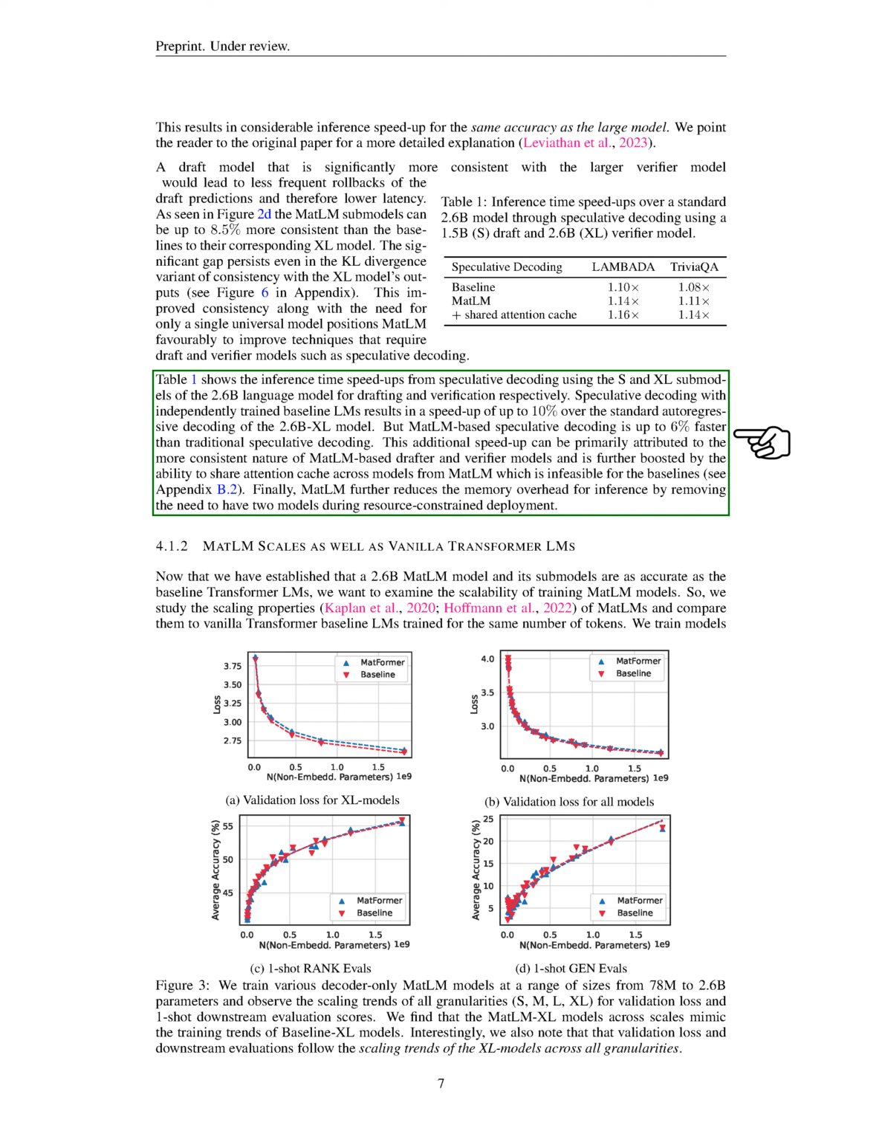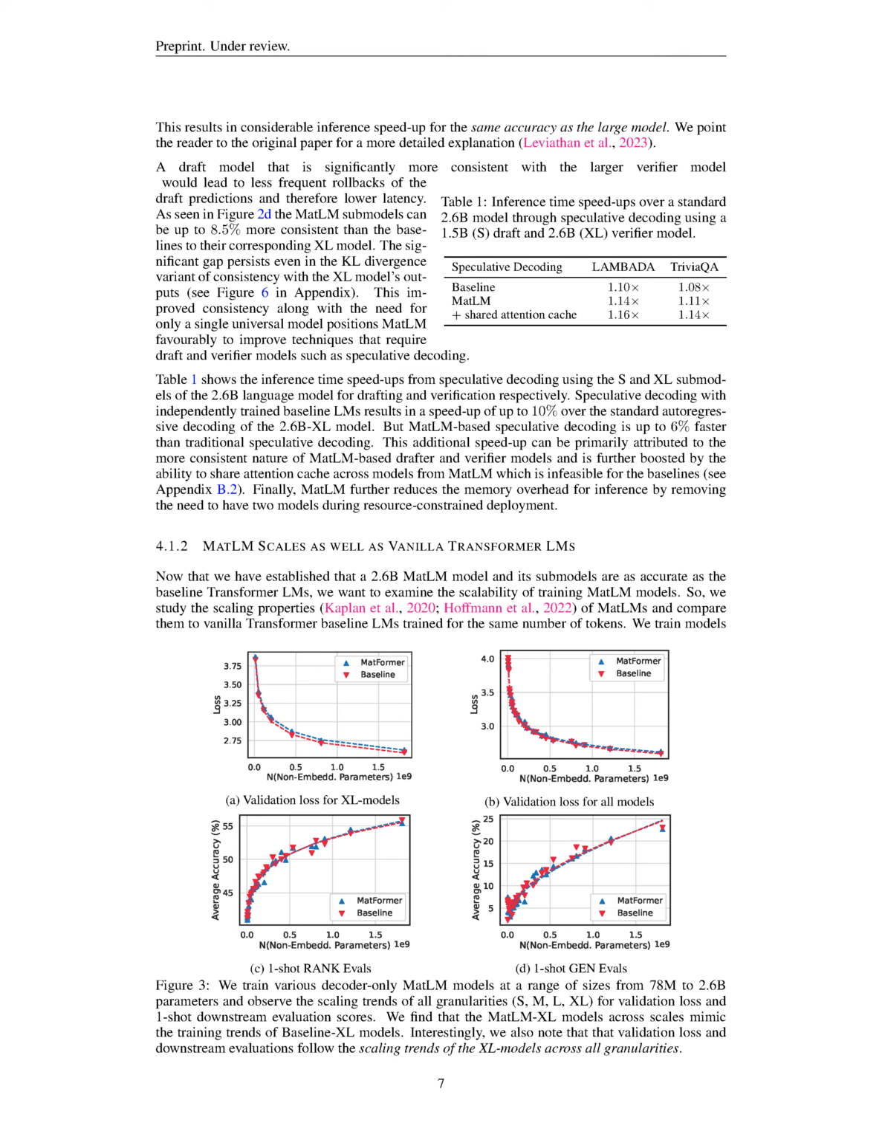This additional speed-up can be primarily attributed to the more consistent nature of MatLM-based drafter and verifier models and is further boosted by the ability to share attention cache across models from MatLM, which is infeasible for the baselines. Finally, MatLM further reduces the memory overhead for inference by removing the need to have 2 models during resource-constrained deployment.